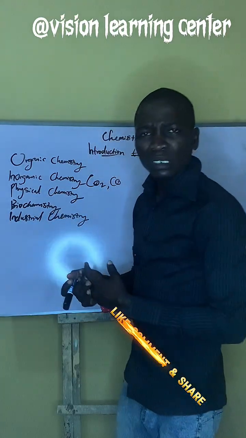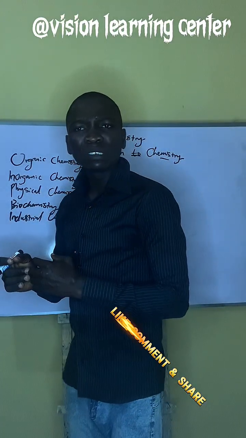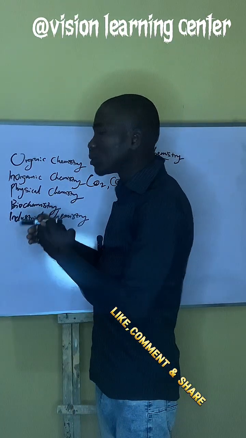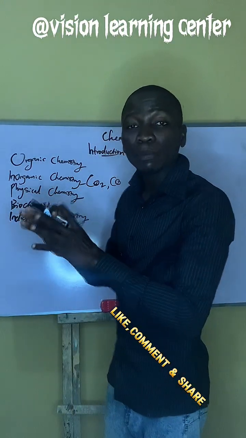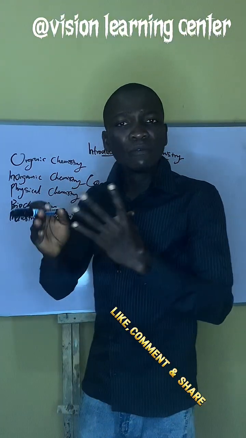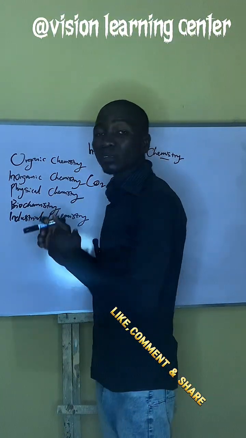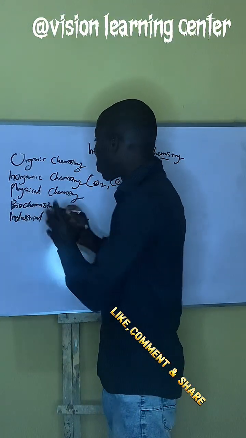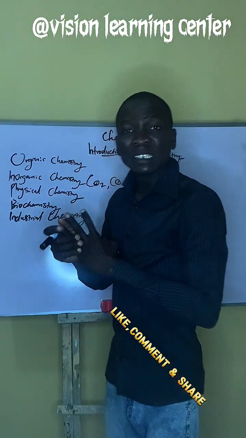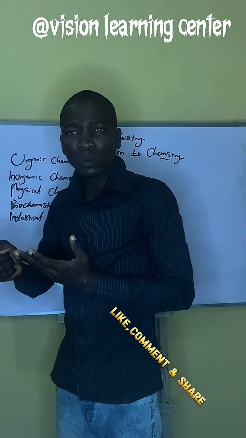Then physical chemistry. Physical chemistry is the chemistry that studies the properties and behavior of matter using physics and mathematics. They tend to study how.